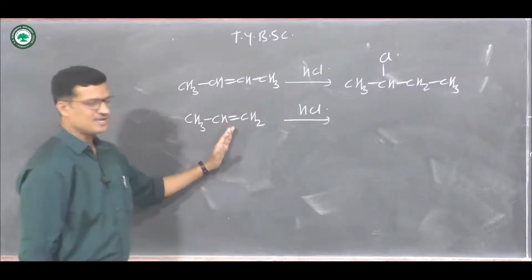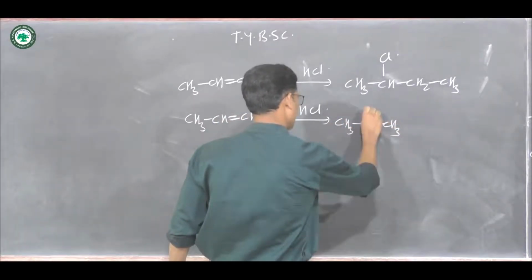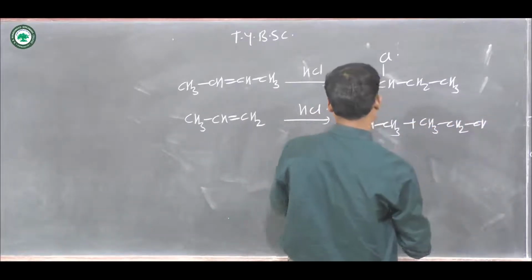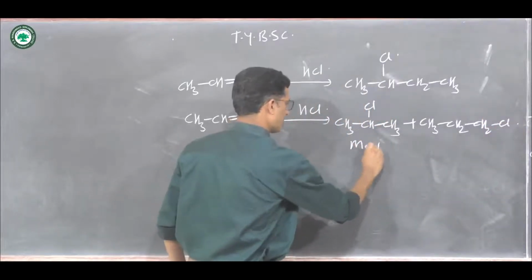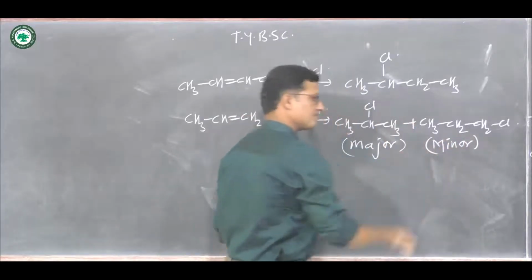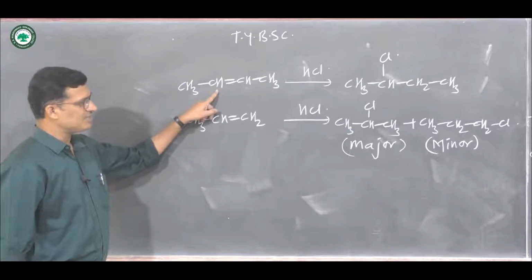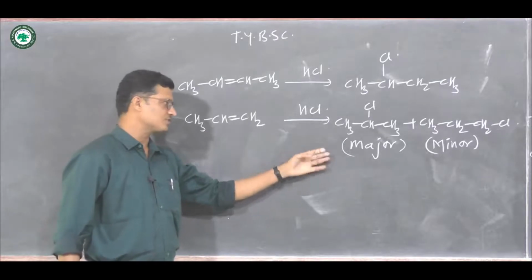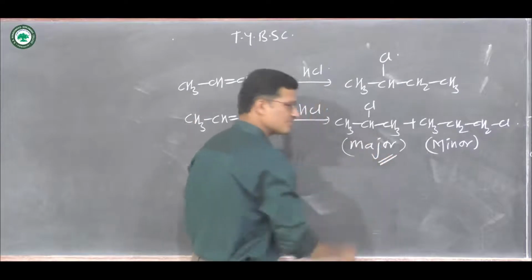When the alkene is asymmetric in nature, then we get two products. We write this Cl, and in this case this is your major product, and this is your minor product. So remember, a symmetric alkene gives only one product after addition, and an asymmetric alkene gives two products, one major and the second minor. This major product is according to the Markovnikov addition.